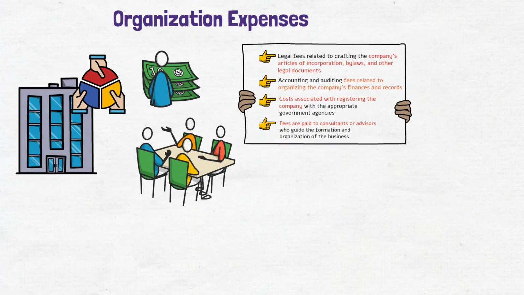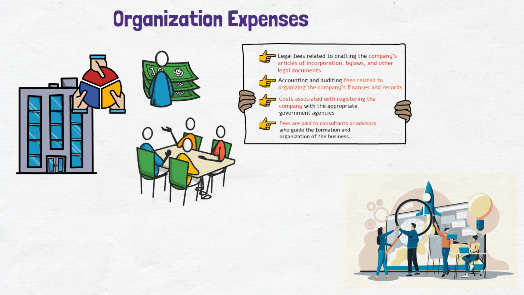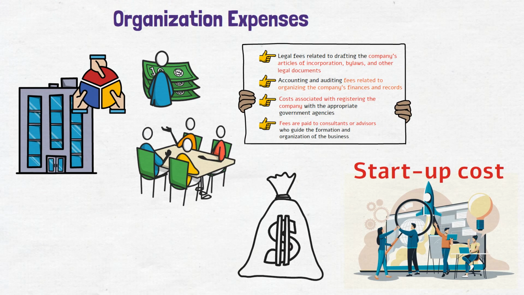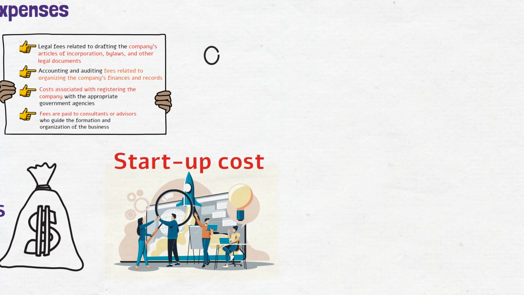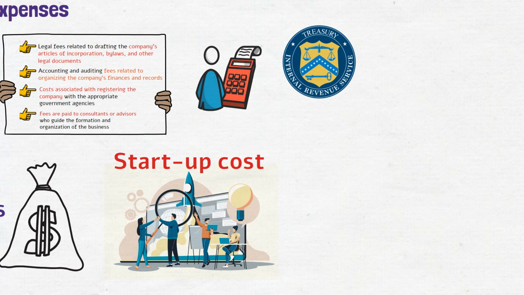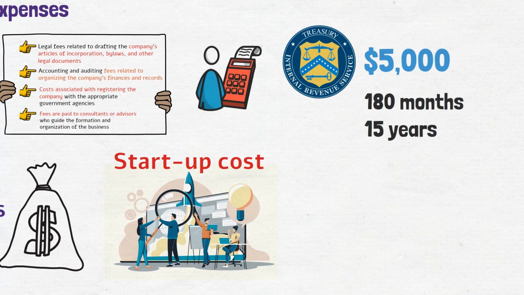Under GAAP accounting rules, organization expenses are considered a type of startup cost and are generally classified as intangible assets. These costs are not immediately expensed when incurred but are capitalized and amortized over a period, usually 15 years, using the straight-line method. Organization expenses are also typically subject to certain limitations under tax law. In the United States, for example, the Internal Revenue Service allows companies to deduct up to $5,000 in organization expenses in the year the business is formed. Any additional organization expenses must be amortized for 180 months or 15 years.